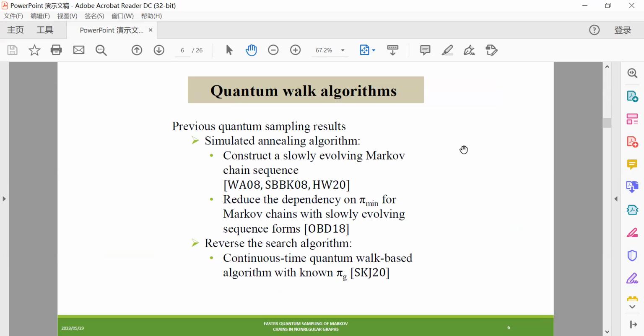Let's recall some previous results. Some results use the simulated annealing algorithm. They need to construct a slowly evolving Markov chain sequence. And sometimes they use the idea of reversing the search problem, such as continuous-time quantum walk. In this, we can use the same time complexity as the hitting time. But this only considers the case where the stationary distribution is known.